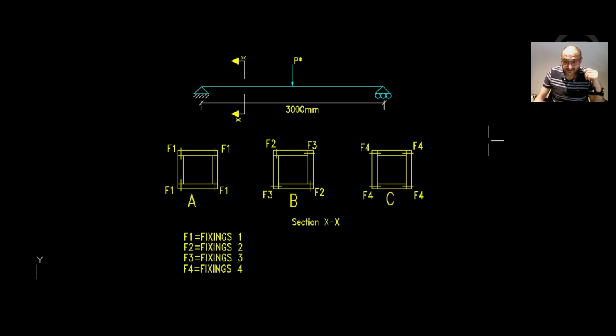Which one do you guys think? I've also numbered the fixings as F1, F2, F3, and F4. If you have noticed here, because of symmetry, shear stress on F1 are all the same, and here we have also 4 horizontal planes passing through the fixings.